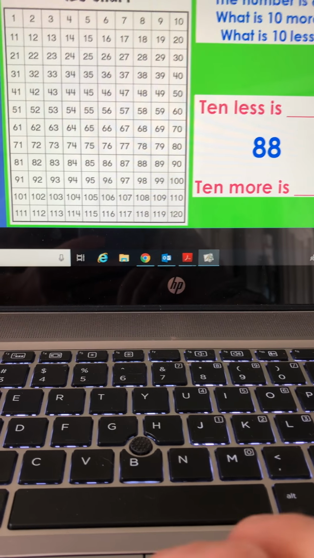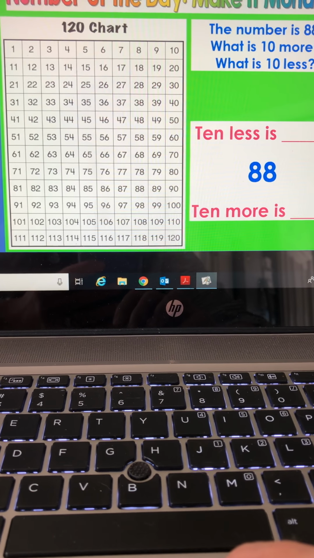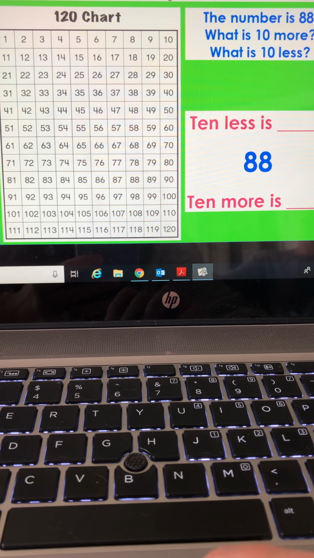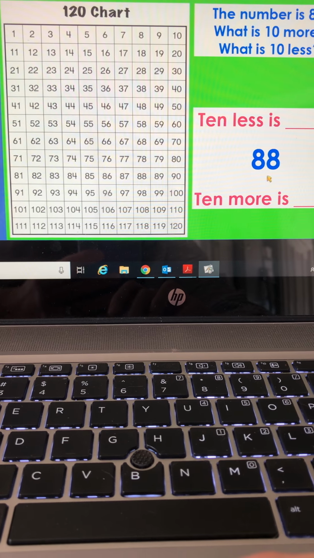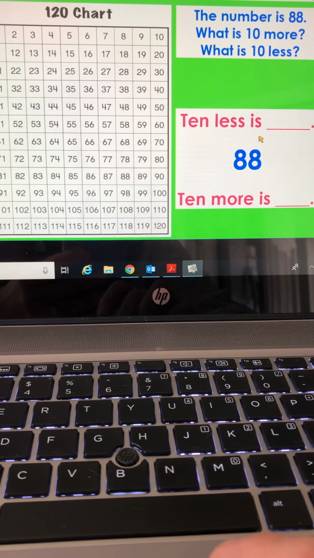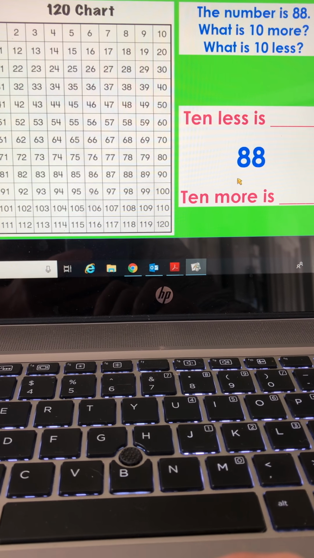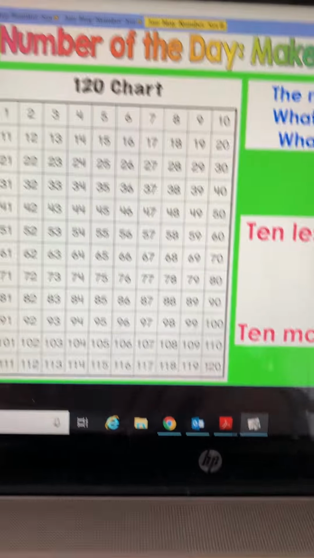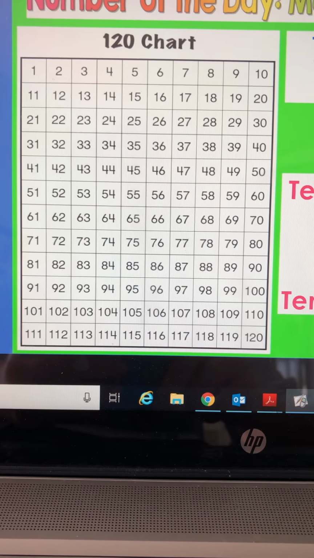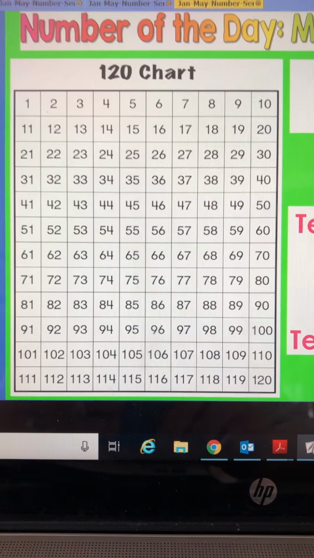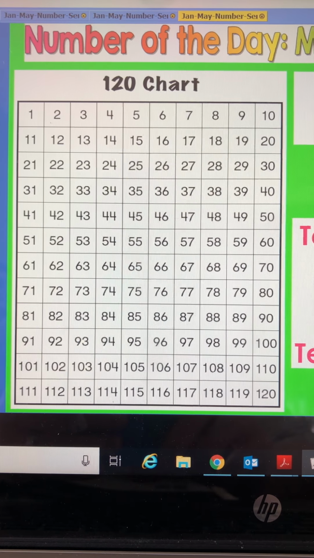All right, let's take a look at a 100 chart. And we're going to do like we did yesterday. We are going to find 88, and we are going to find the number that is 10 less than 88 and 10 more than 88. Okay, so I'm going to get a little closer to the 100 chart, find 88. You could even put your finger on it, 88.